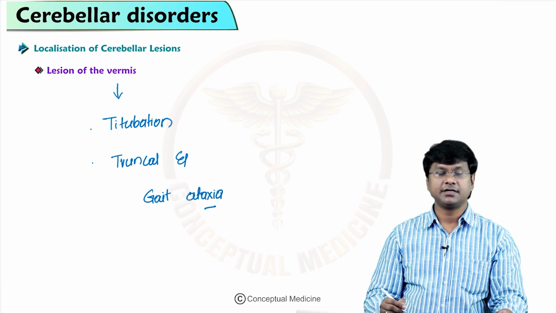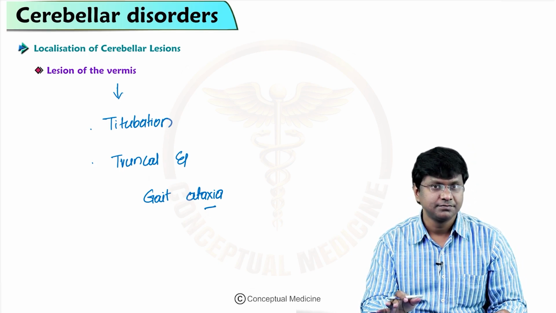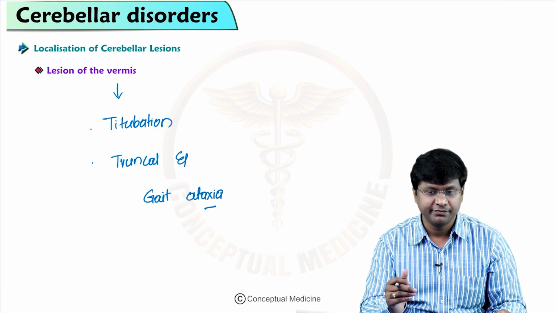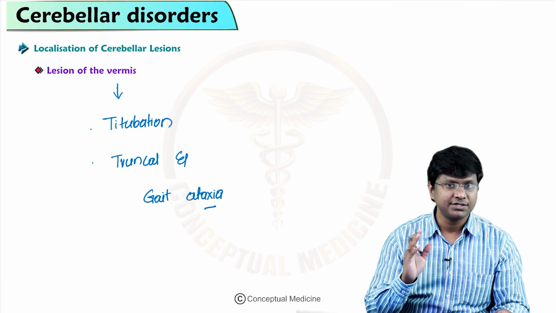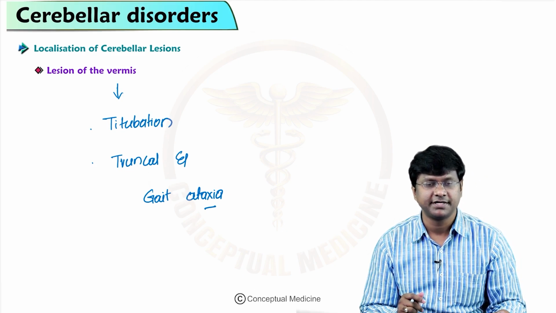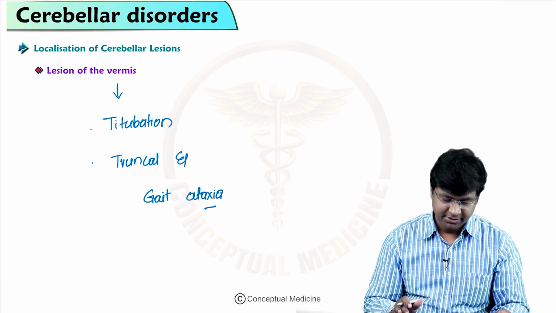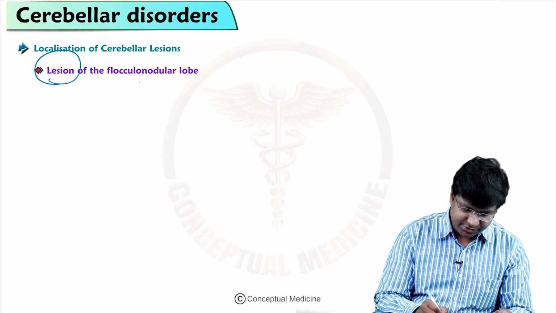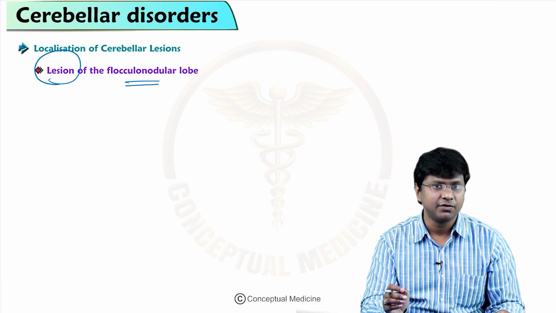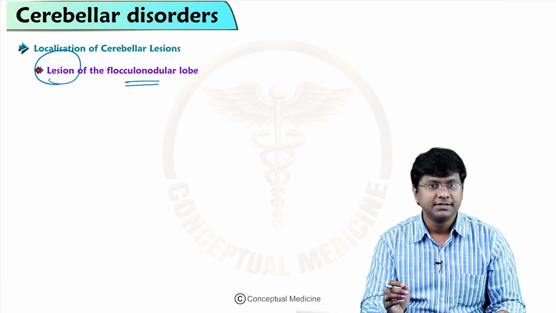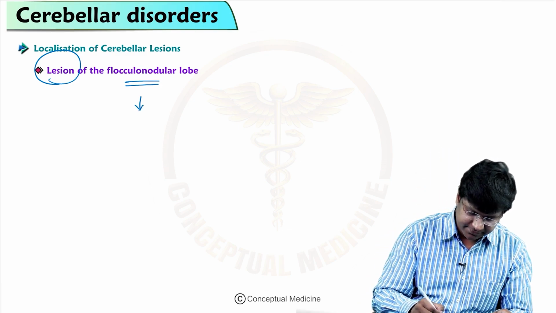The individual will have truncal and gait ataxia, where the individual is unable to sit and even unable to walk, with loss of balance whenever walking or sitting. The individual will also have titubation, where there is rhythmic oscillation of the head over the trunk or of the trunk itself. Next, coming on to lesion of the flocculonodular lobe: whenever there is a lesion of the flocculonodular lobe, this produces predominantly vestibular symptoms.